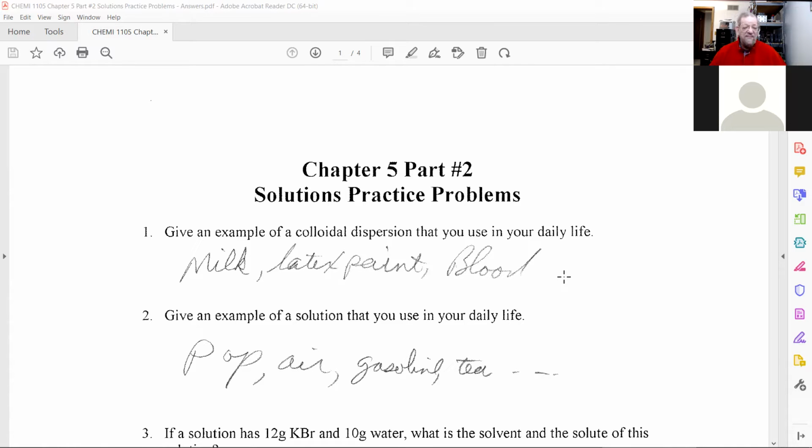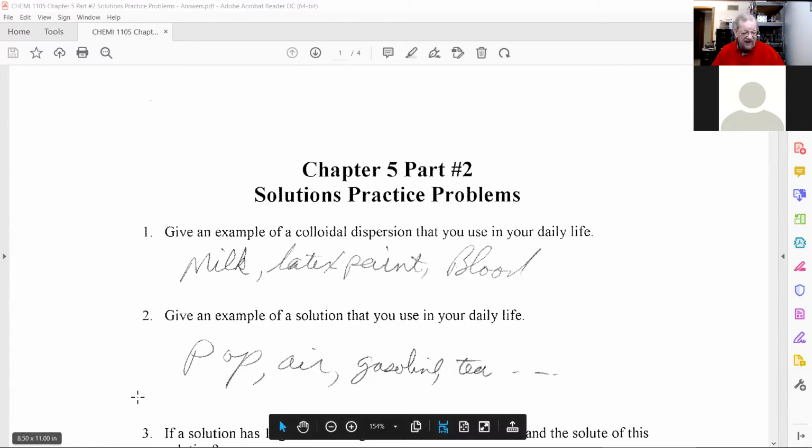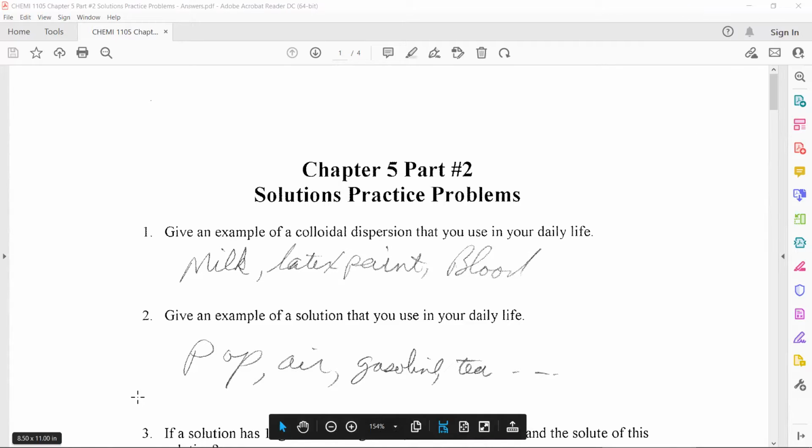All right. Give an example of a colloidal dispersion that you use in your daily life. This is something you should know. Milk is an example, latex, and blood. And how do you know something's a colloidal dispersion? It will scatter light. If you take a light source and try and shine it through, hold on one second. I don't want to cheat you on a Friday.